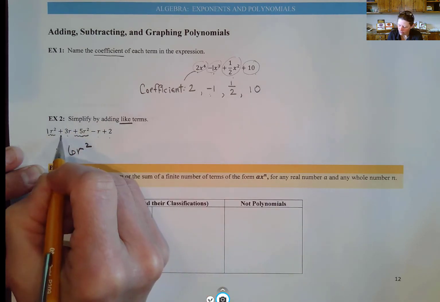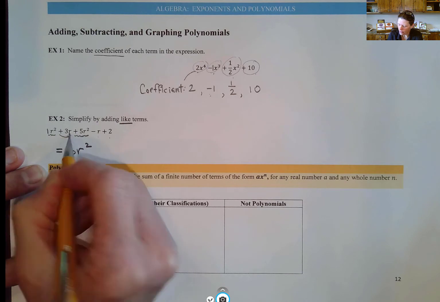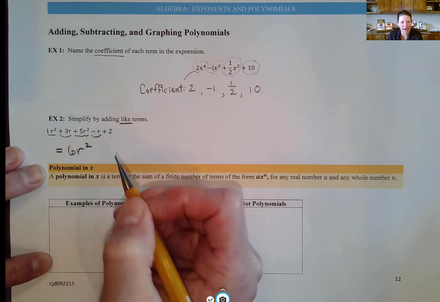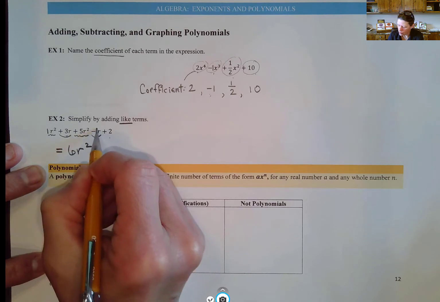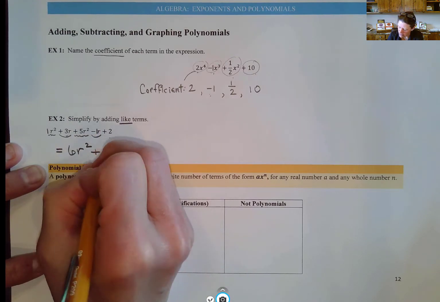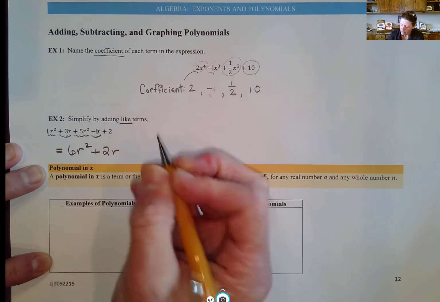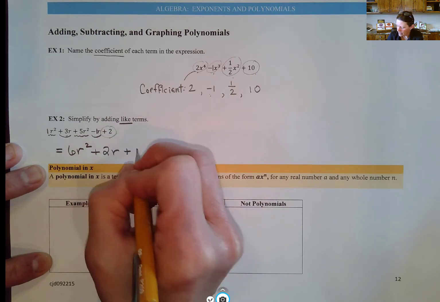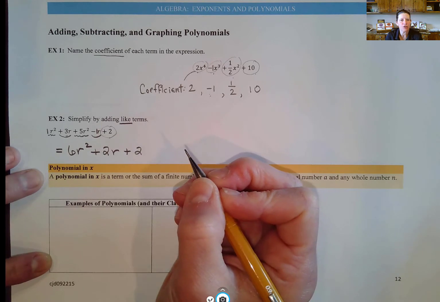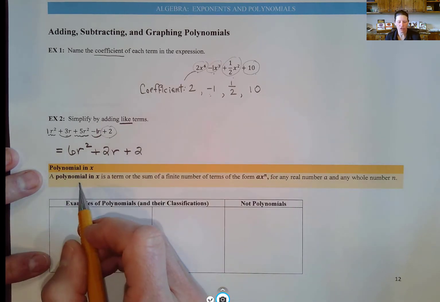We've got another set of like terms in the 3r and the minus r. Combining coefficients, 3 minus 1 is 2, so that's a plus 2r. And then we've got a number only term here at the back. So combining like terms, we combine the coefficients.